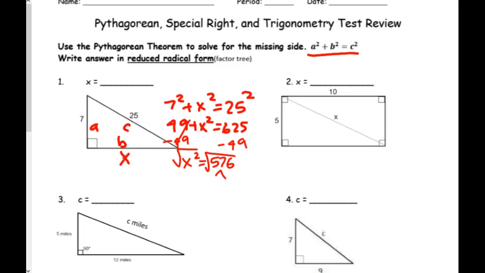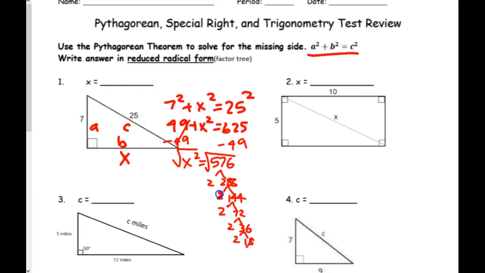So we do the factor tree. We get 288. Sorry about that, this board is not cooperating. So 2 times 288, and 2 times 144, 2 times 72, 2 times 36, 2 times 18.